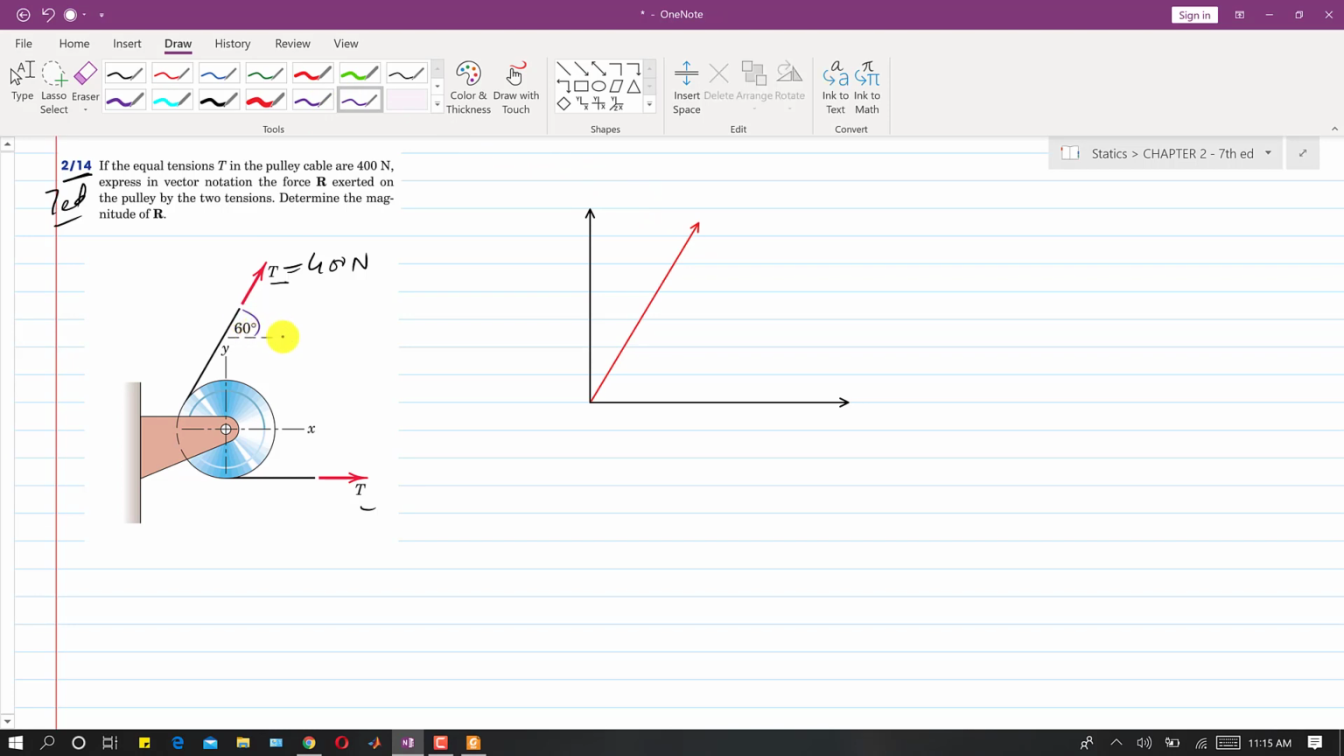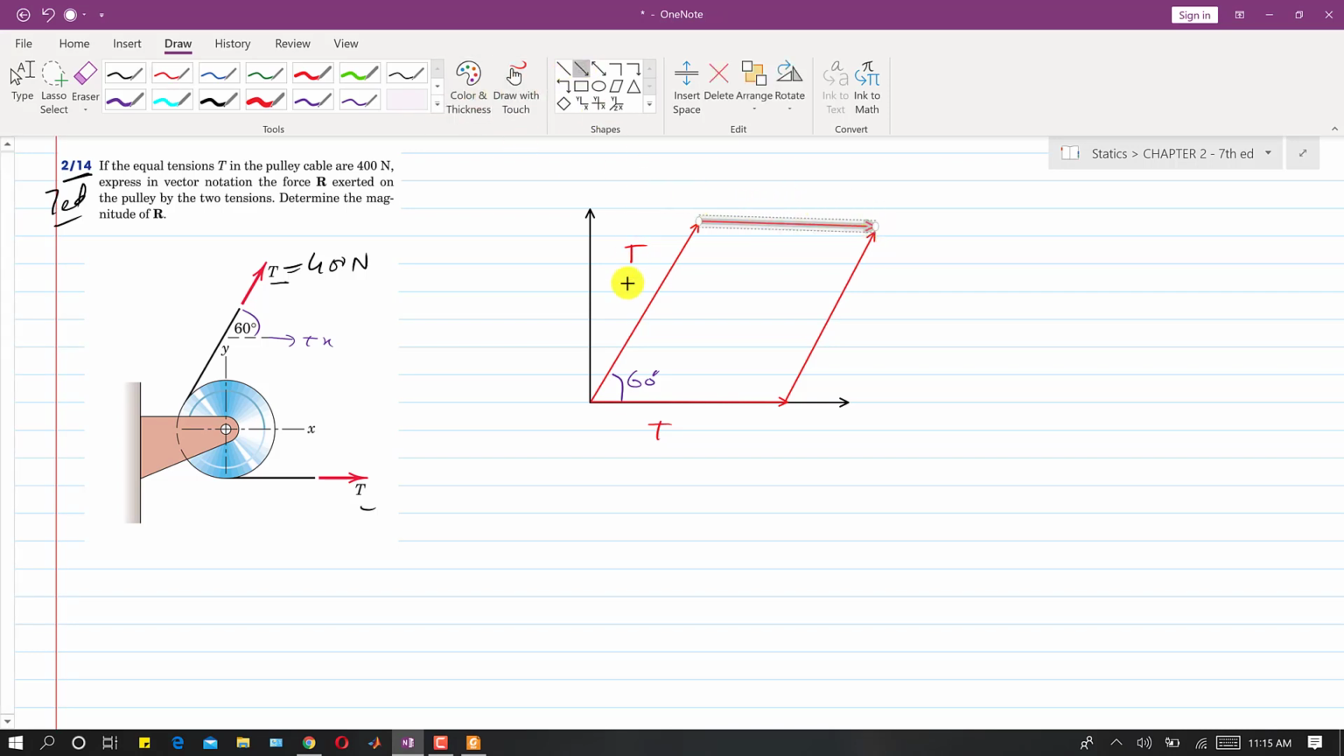This angle with the positive X axis is 60 degrees, so this is 60, right? And let me draw another T as well. This is also T. This is T, this is T, and the magnitude of both T is 400, right? So then if I complete a parallelogram, this will also be that T force parallel to that, right? And this will be also that T force, parallel to it.